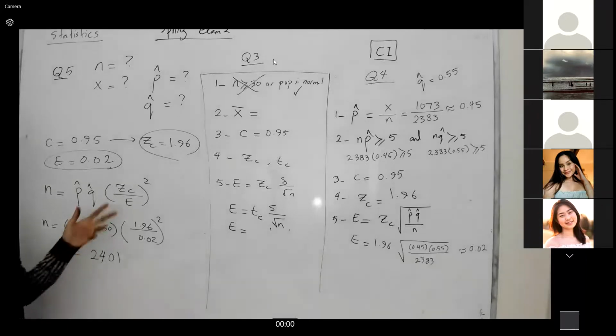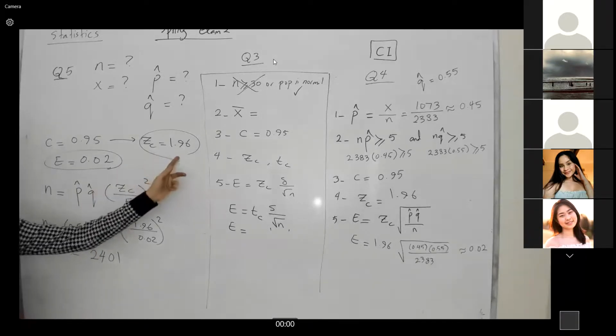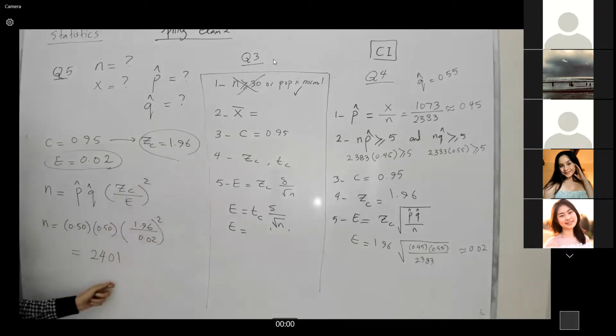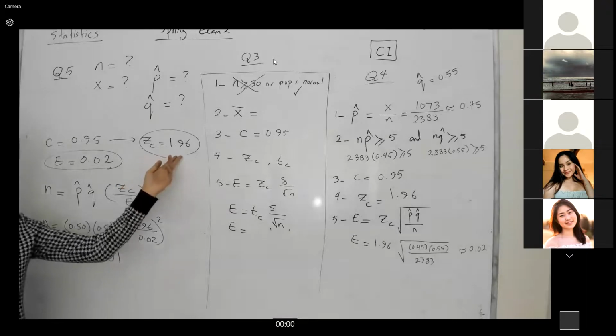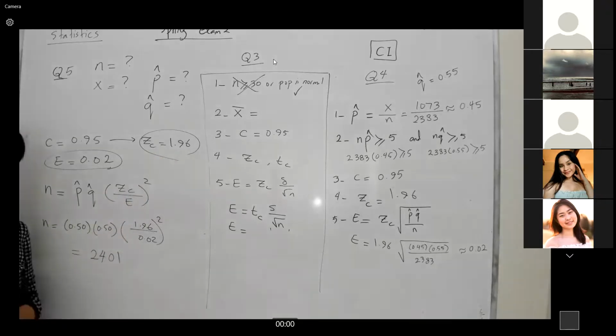Remember that if you use different decimal values for your ZC, your sample size will be changing. So if you use a different Z value, you get a different sample size.